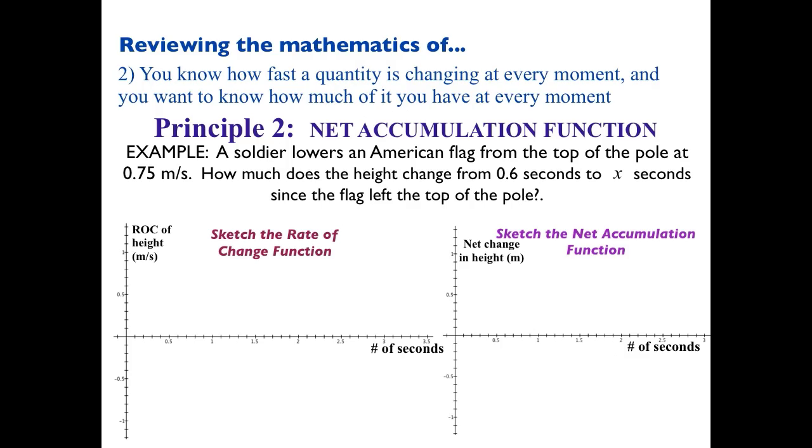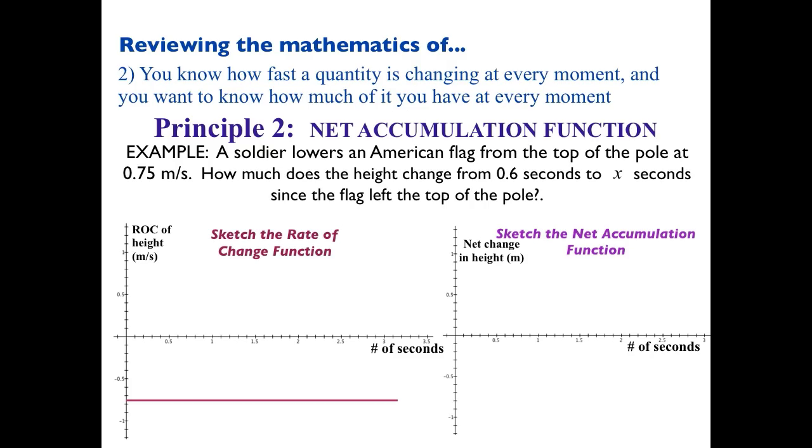Okay? So what would the rate of change function look like if we were to look at, for any number of seconds, this graph is going to tell us what the rate of change is at that number of seconds. What would it look like? Horizontal line at negative 0.75. That's the rate of change function.